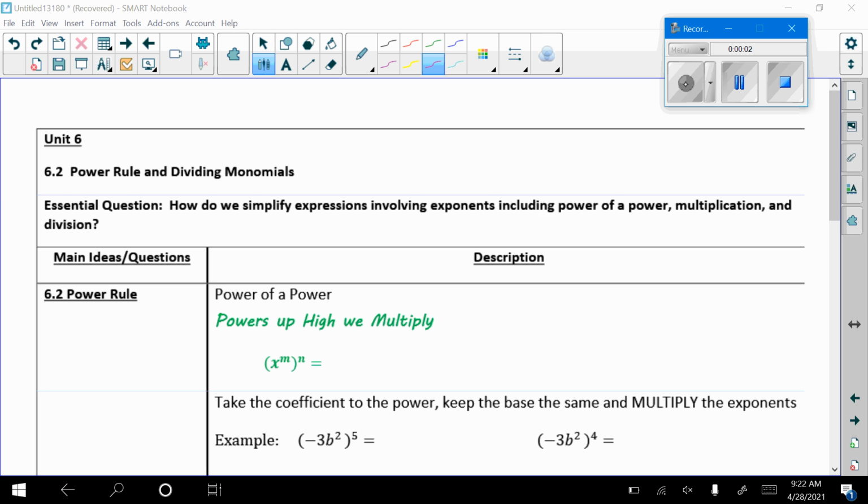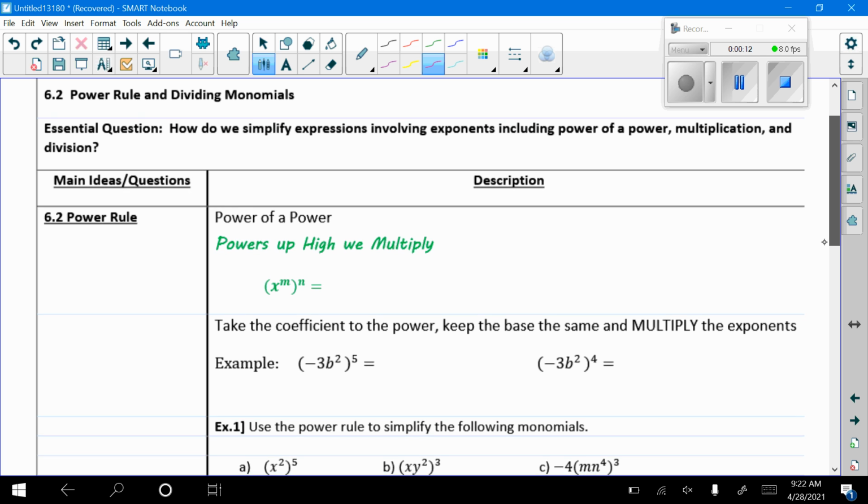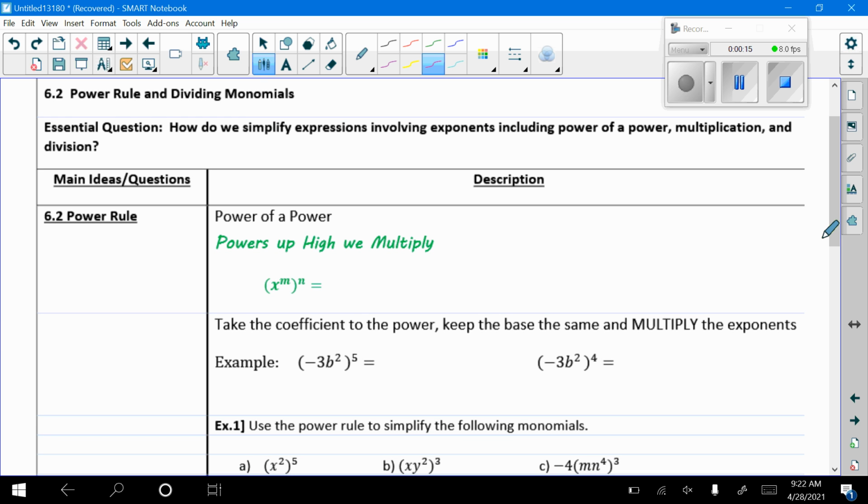All right, this is unit 6. We're in 6.2, which is going to talk about the power rule and dividing monomials a little bit. So up until now, we've done multiplication, same base, add those exponents. We've talked a little bit about powers to powers, but we've done it without really knowing we were doing it. So now here we're actually going to use the rule.